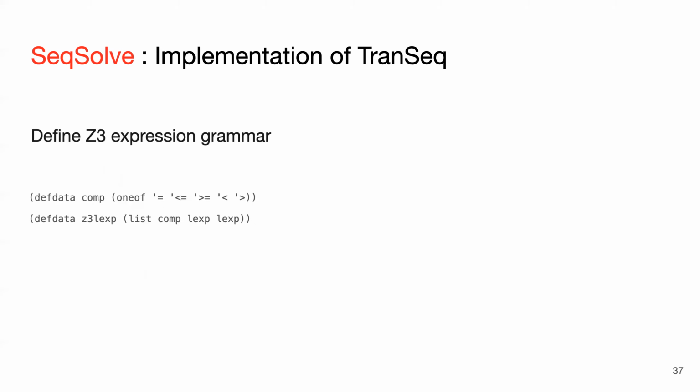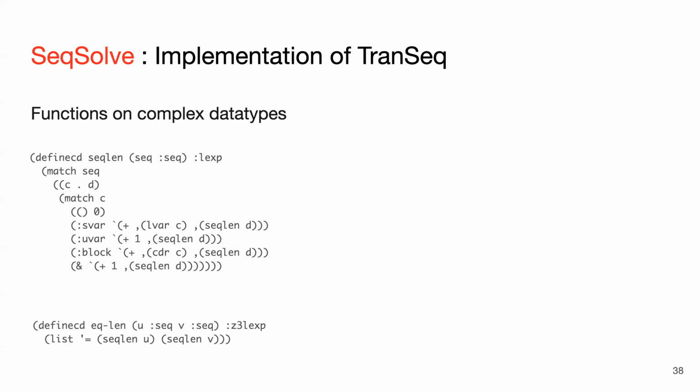We also used ACL2S to define the Z3 expression grammar such that the constraints we generate and send to the backend LIA solver are actually terms in the type Z3 LEXP. Notice that these are just terms consisting of comparison operators followed by two length expressions in prefix notation. This is the way Z3 accepts inputs, so we are sure that we are not sending garbage to our background solver.